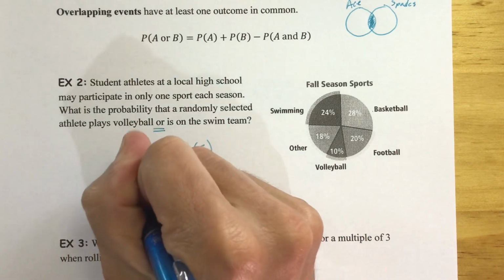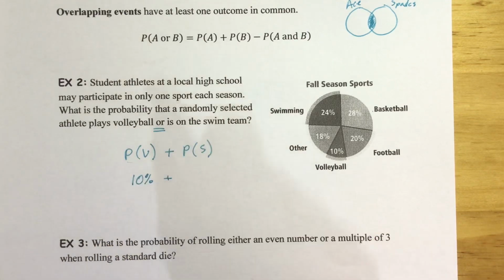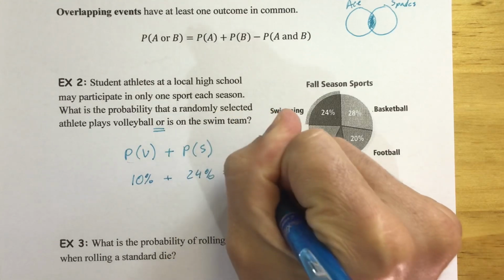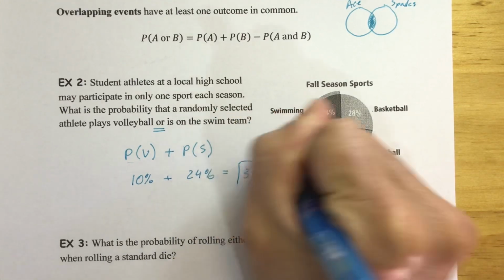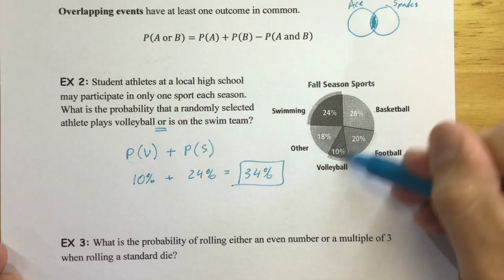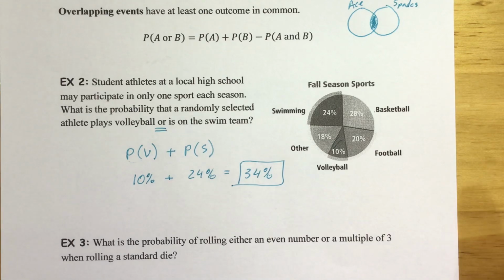Anyhow, volleyball is 10%, and swim team is 24%. So you have a 34% chance of selecting a student that's either here or here. All right, math should seem pretty simple.